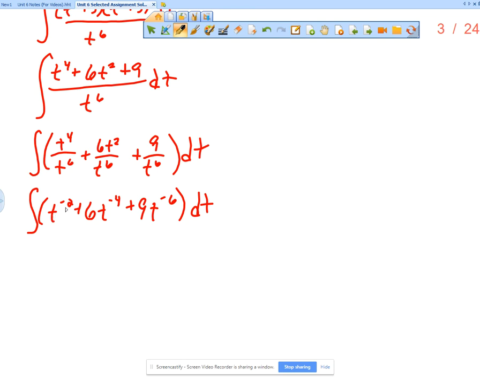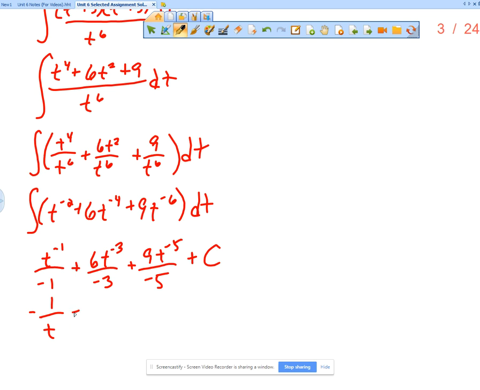All right, so now t to the negative 2nd. I'm going to add 1 to the power. All right, so if I add 1 to the power, I get t to the negative 1st over negative 1 plus 6. All right, so now t to the negative 3rd over negative 3, and then plus 9. I'm going to add 1 to the power, t to the negative 5th over negative 5, and then of course plus c. So now I could rewrite this as like negative 1 over t, right? And then minus 2 over t cubed, and then here minus 9/5 or 9 over 5 t to the 5th, and then of course plus c.